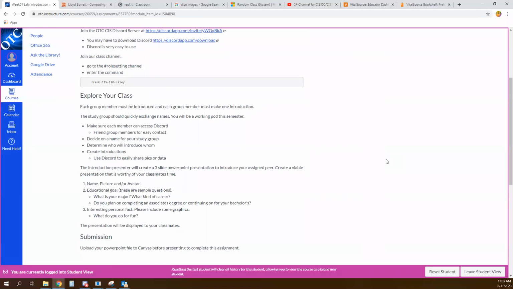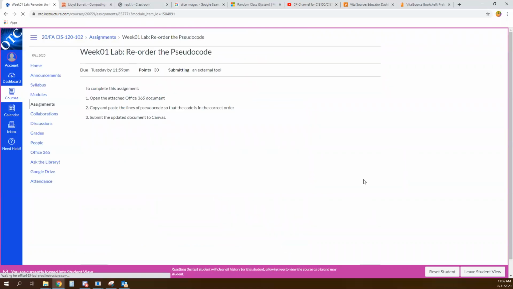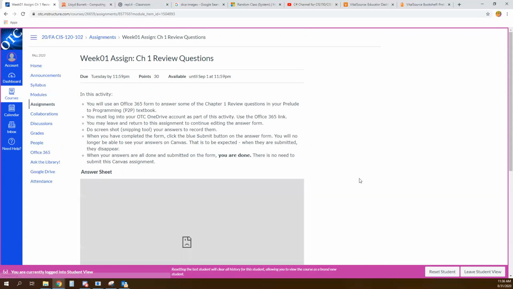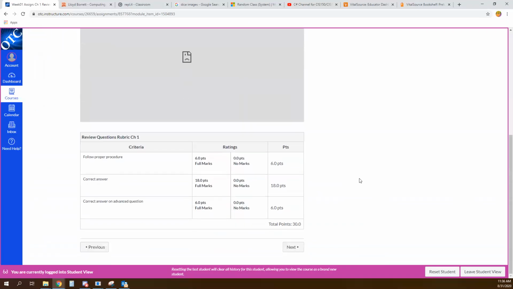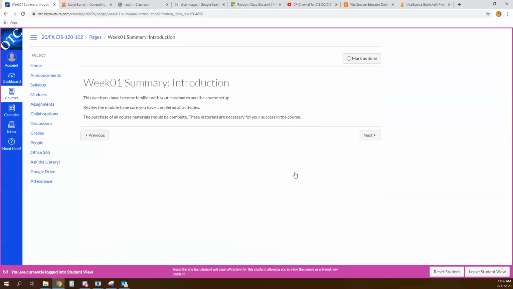And of course, this is a good way for you to go through a module and make sure that you've gotten all of the important things done. We'll come back and look at this reorder the pseudocode here in just a minute. I am not connected to Office 365, so it's upset with me. And then finally, the summary has to be marked as done also.